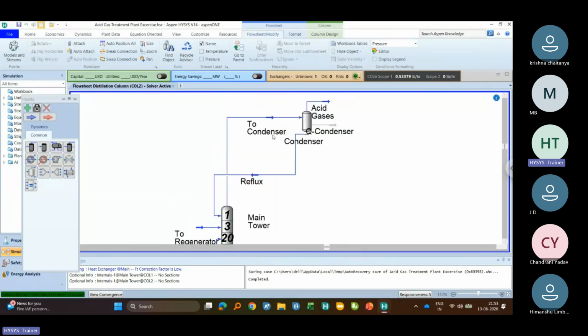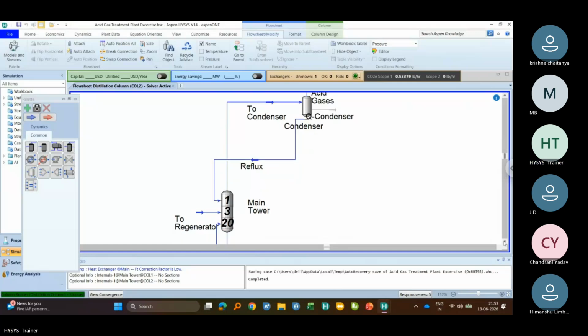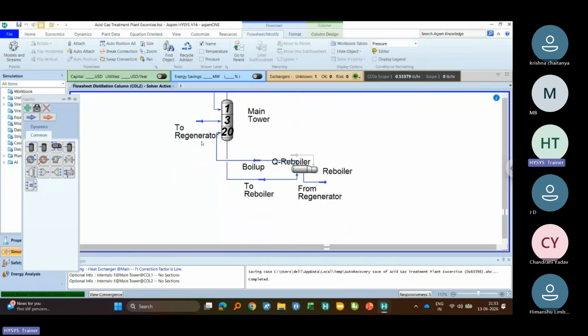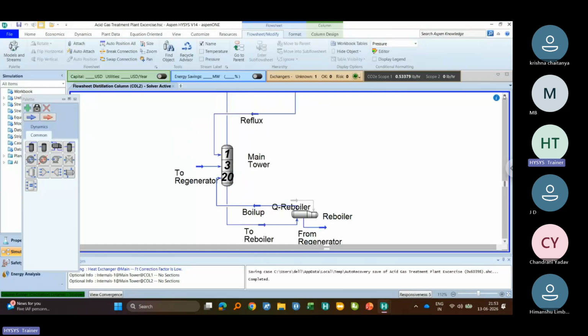A condenser, you will see that. You will not see this view in your normal distillation column view. You can see how the condenser is working, how the reflux is sent back to the column, how the reboiler is working, and how the boiler and reboiler outlet streams are sent out of the column. So this is called the column environment.